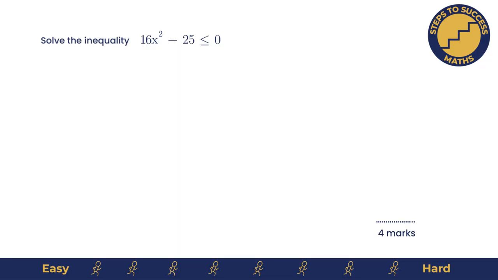Question 6. Solve the quadratic inequality 16x squared minus 25 is less than or equal to 0. So you have to spot that this is the difference of two squares. So we've got 4x minus 5 and 4x plus 5 in our brackets, and that's going to be equal to 0. So when does this first bracket equal 0? Well, that's when x is 5 over 4. And when does the second bracket equal 0? When x is negative 5 over 4.